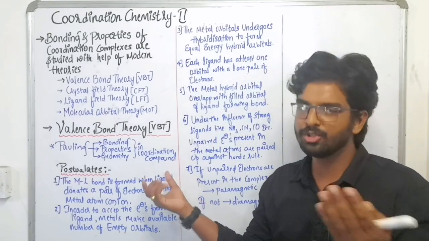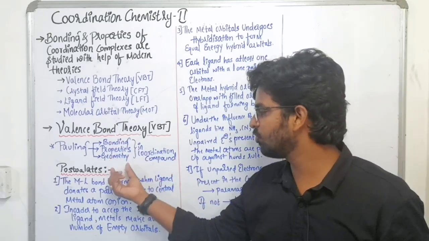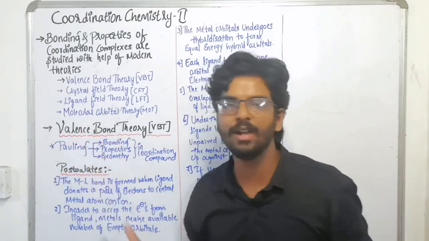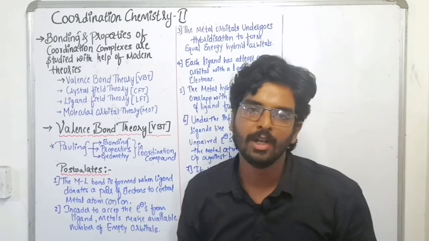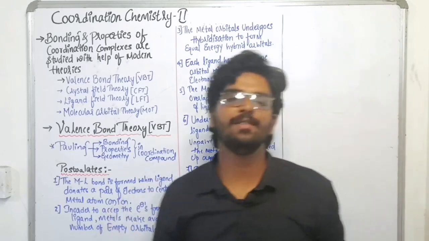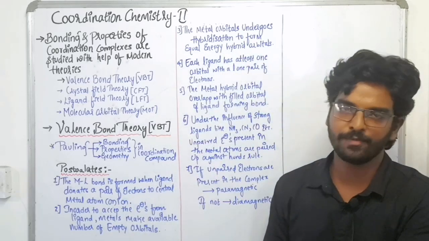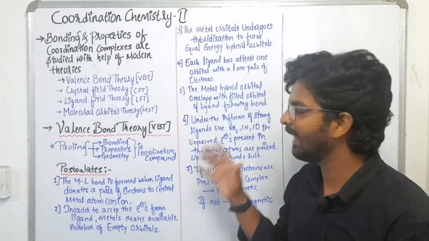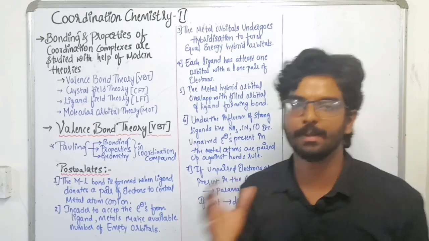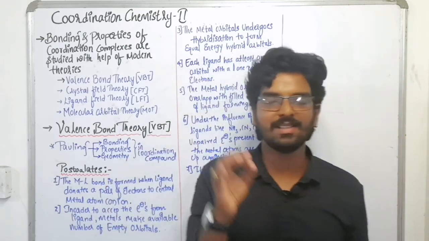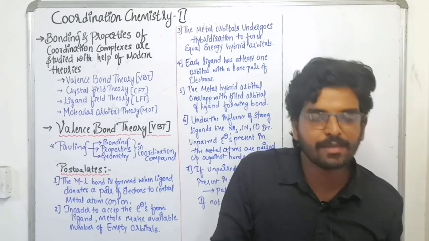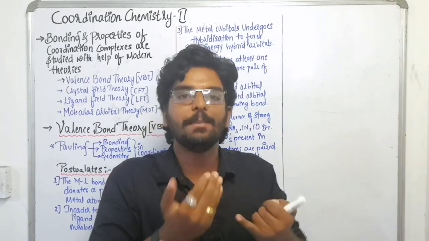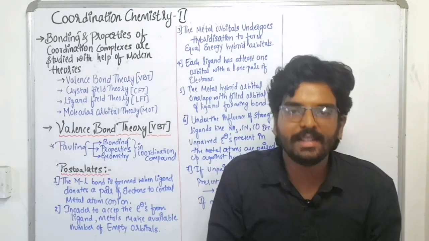So that is coordination compound. Bonding properties and geometry in coordination compounds are explained by Pauling with the help of his theory called valence bond theory. We can study the valence bond theory with the help of some postulates. It is very easy, and it is very important for your exam also. Try to remember these postulates, because we need to apply all of them to a given coordination compound in order to state its hybridization or what sort of bonding is taking place.